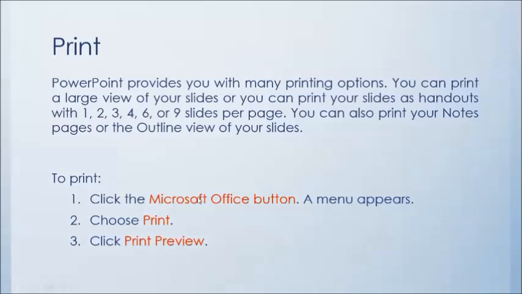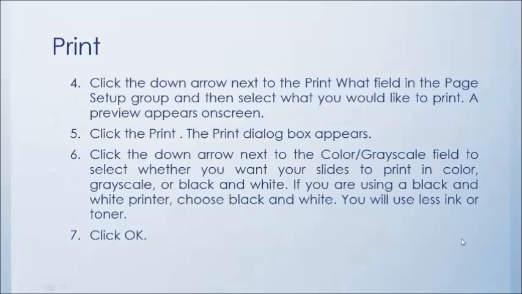To print, you click the Microsoft Office button, a menu appears, then click Print and click Print Preview. Click the down arrow next to the Print What field in the Page Setup group and then select what you would like to print. A preview appears on screen. Click Print and the Print dialog box appears.